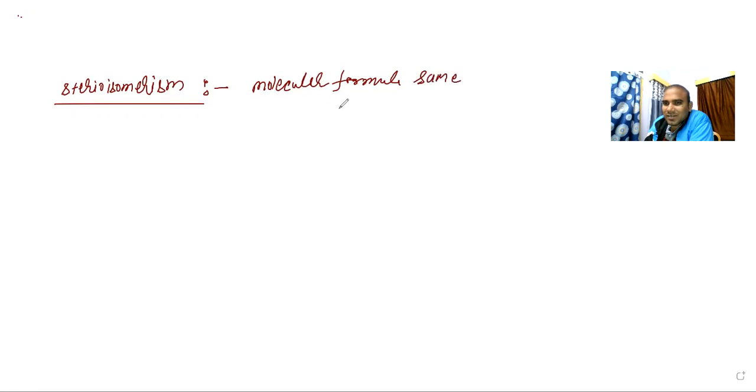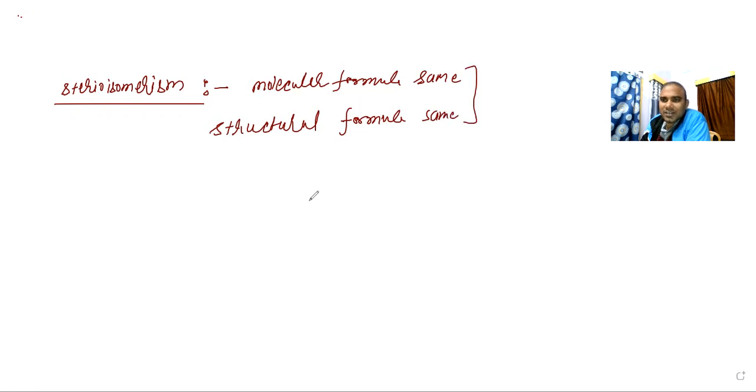What about the structural formula, students? The structural formula is also the same. Here both things are the same, because when we were studying structural isomerism, we found that the structures were different. But here the molecular formula along with the structure are both the same. Then what is different?